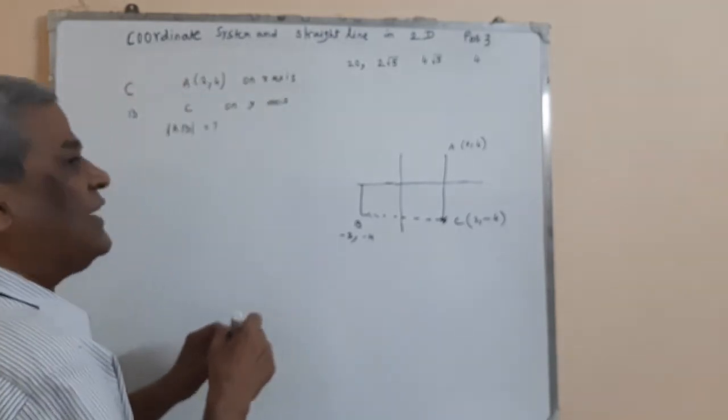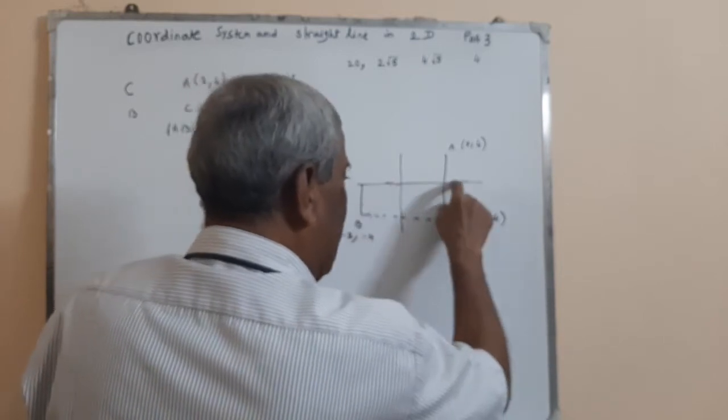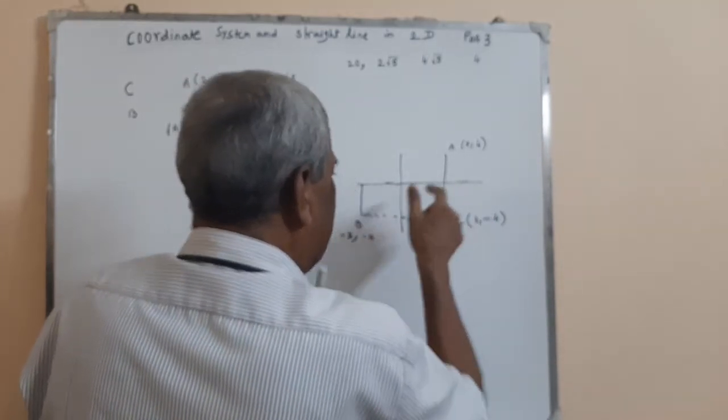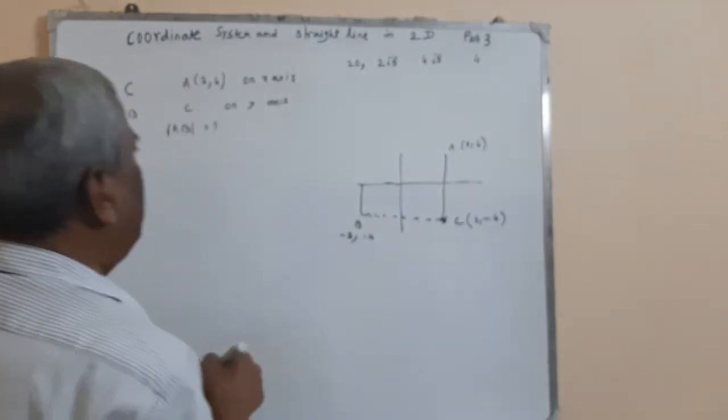So after two reflections, first on x-axis, then on y-axis, it becomes (minus 2, minus 4). B is (minus 2, minus 4).